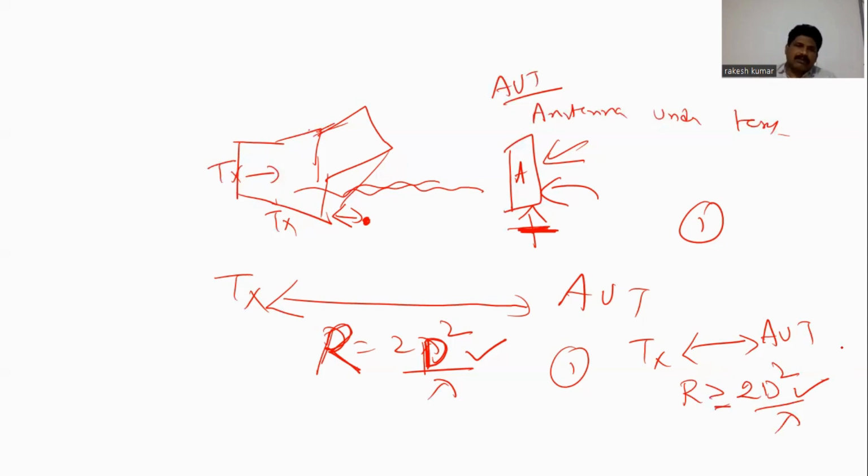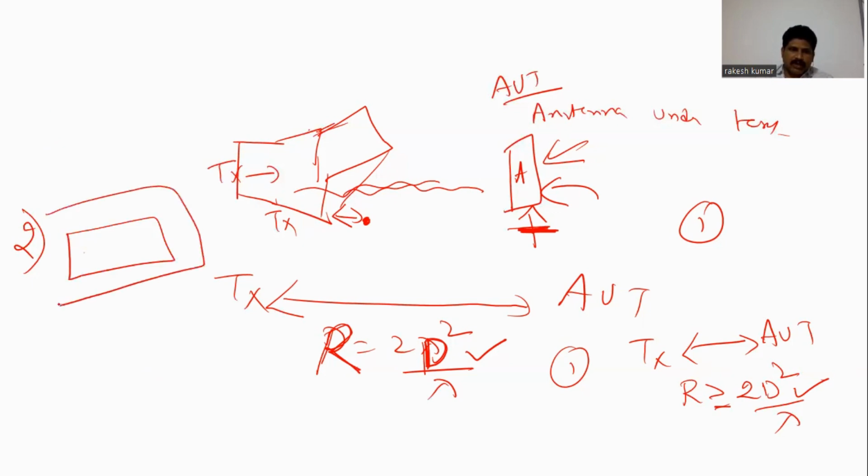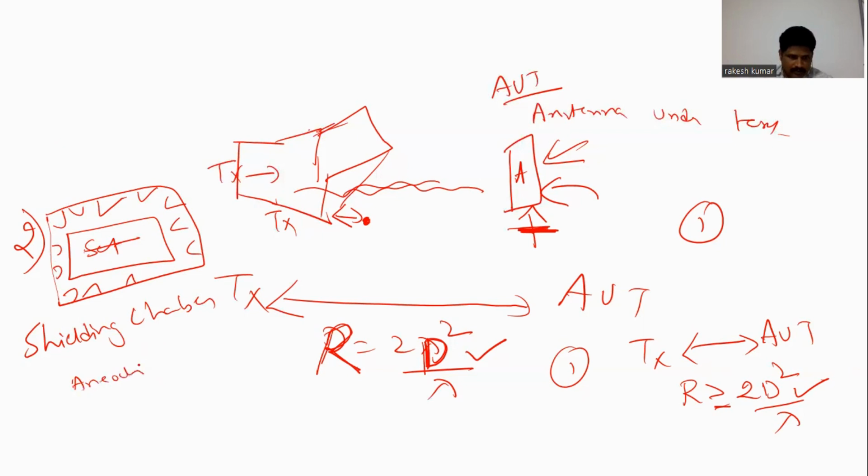The second condition for any measurement setup is that the entire setup should be kept in an anechoic chamber, also called a shielding chamber, to eliminate the effects of external EMI.